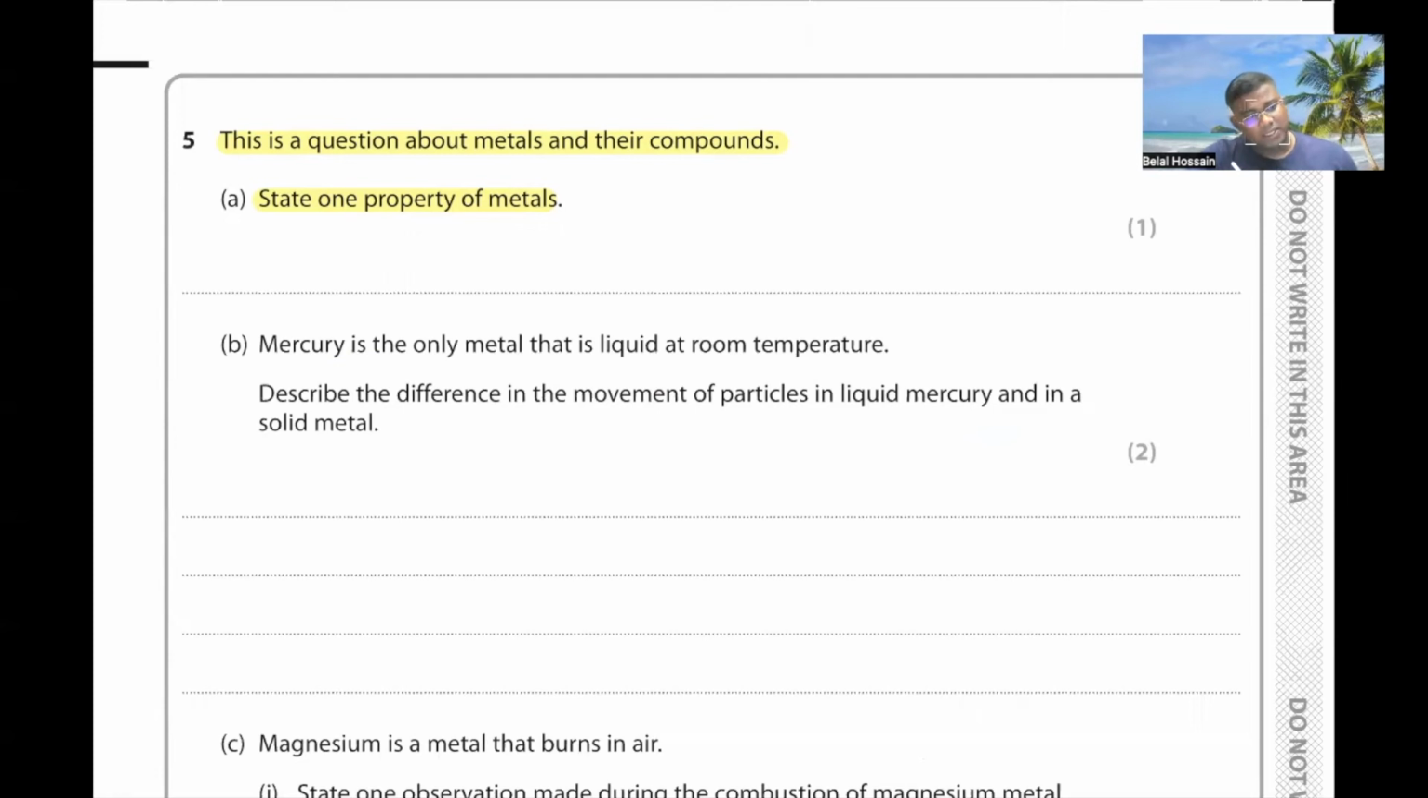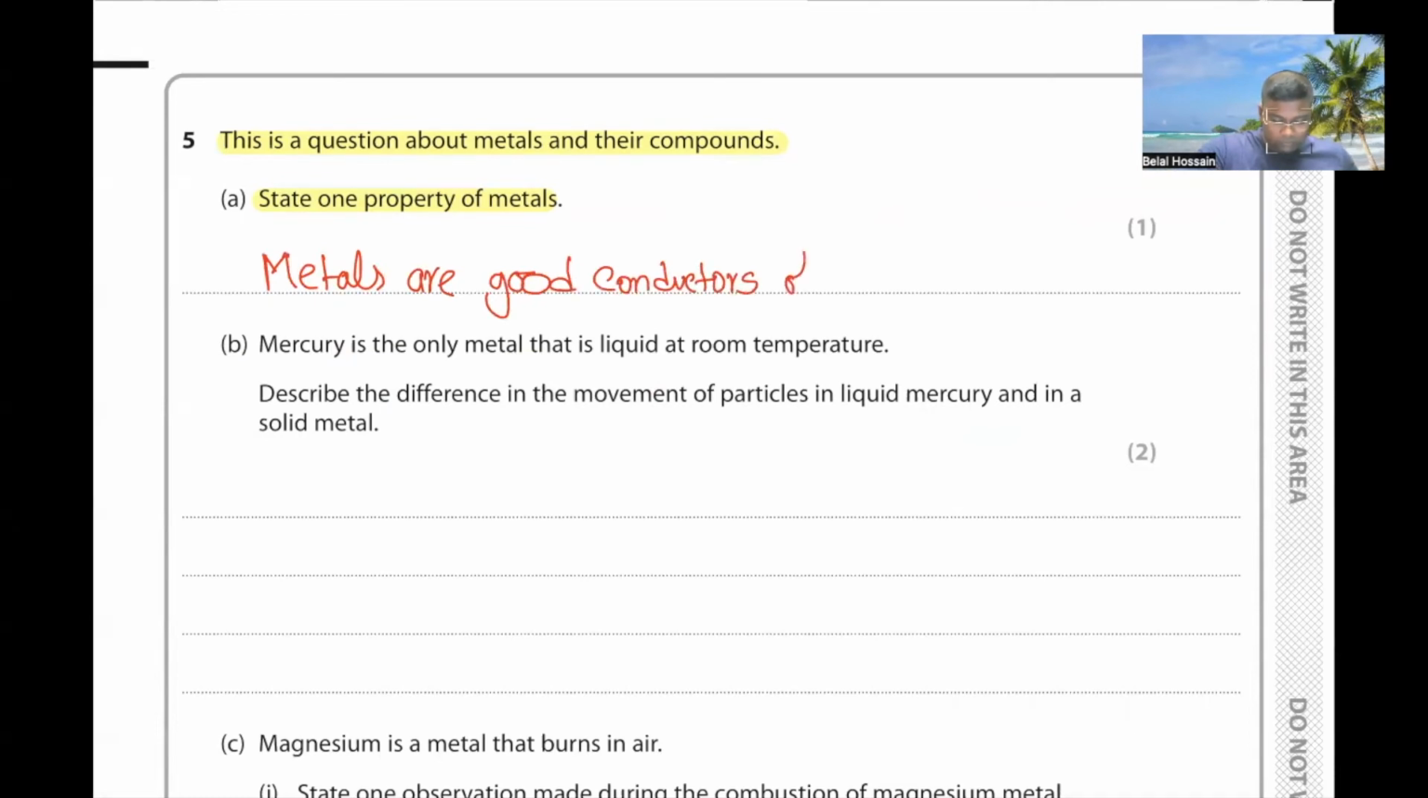They form basic oxides. They have high density, they have high melting point, they're sonorous, they're shiny, they're hard and strong. All of these are accepted answers. However, for state one property of metals, it's often good to write that metals are good conductors of electricity because this is the unique property of metals. In solid state, they conduct electricity. Another nice property of metals is that they are malleable.